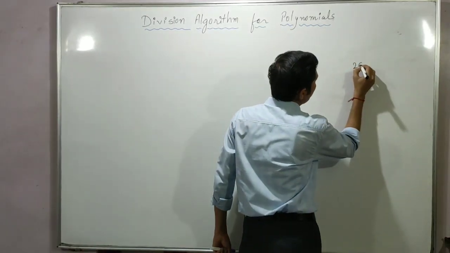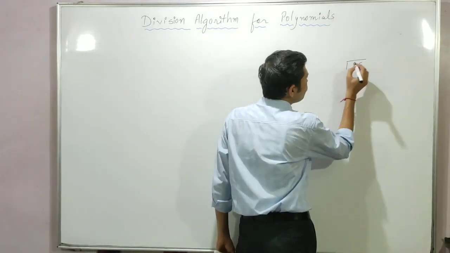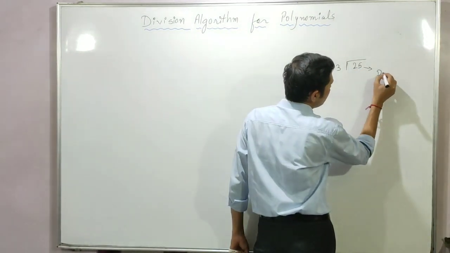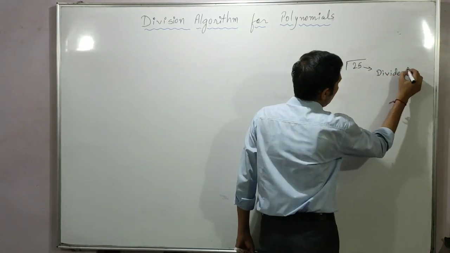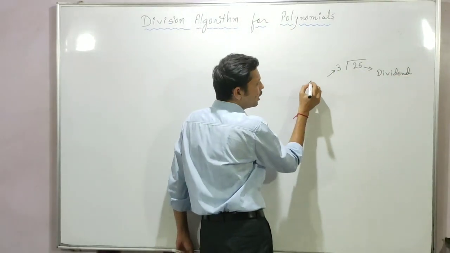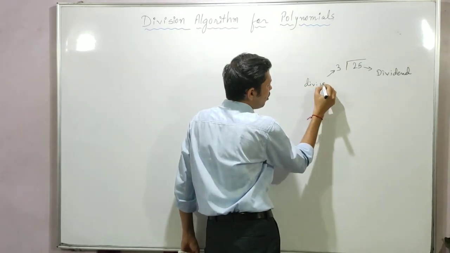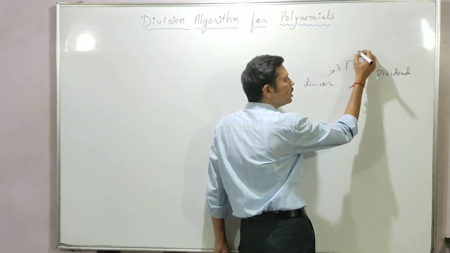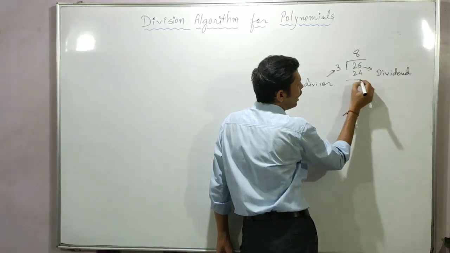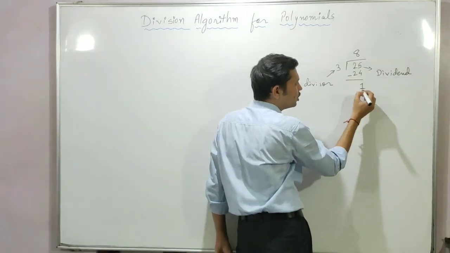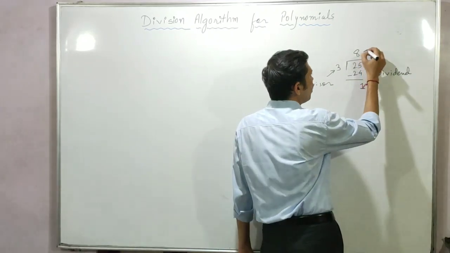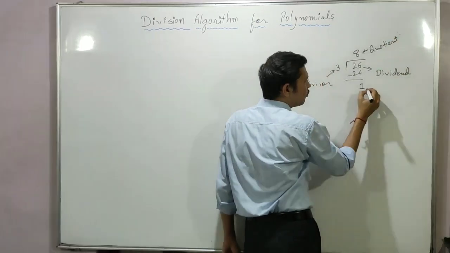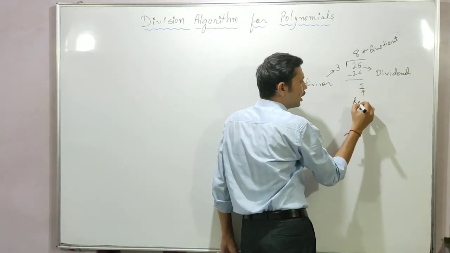Suppose I am taking a number 25. If I divide this 25 by 3, so 25 is what? It's the dividend. 3 is what? It's the divisor. When I divide 25 by 3, what happened? What's the quotient? 3 8s are 24. And when I subtract 24, I will get 1. So 8 is what? Quotient. And 1 is what? It's the remainder, right?